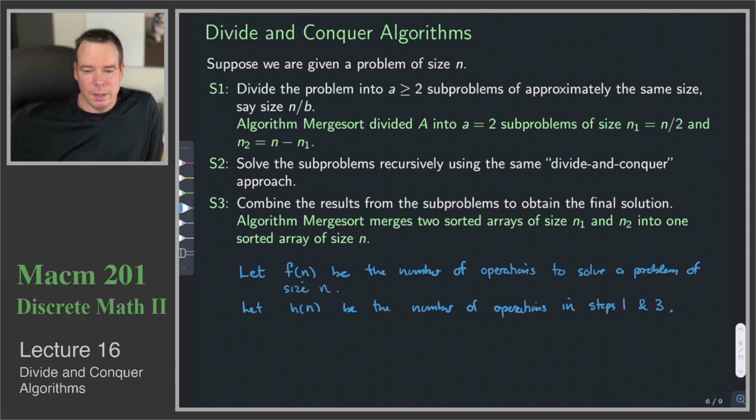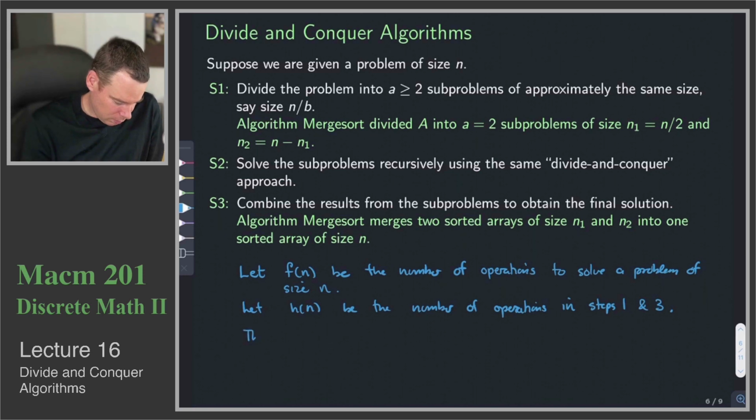So F(n) is the number of operations in solving a problem of size n. H(n) is the number of operations in splitting the problem up into smaller pieces and then recombining back to the original solution. So what do we have in this case?